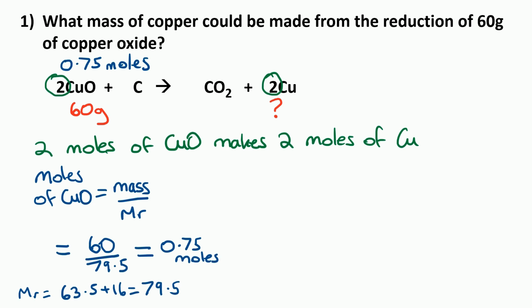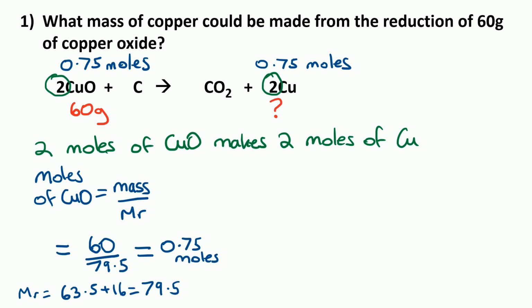Now we said earlier if we had 2 moles of copper oxide it would make 2 moles of copper. It's the same ratio. That means if we had 5 moles of copper oxide it would make 5 moles of copper. But in this case we've worked out we've got 0.75 moles of copper oxide. That means we're going to make 0.75 moles of copper.